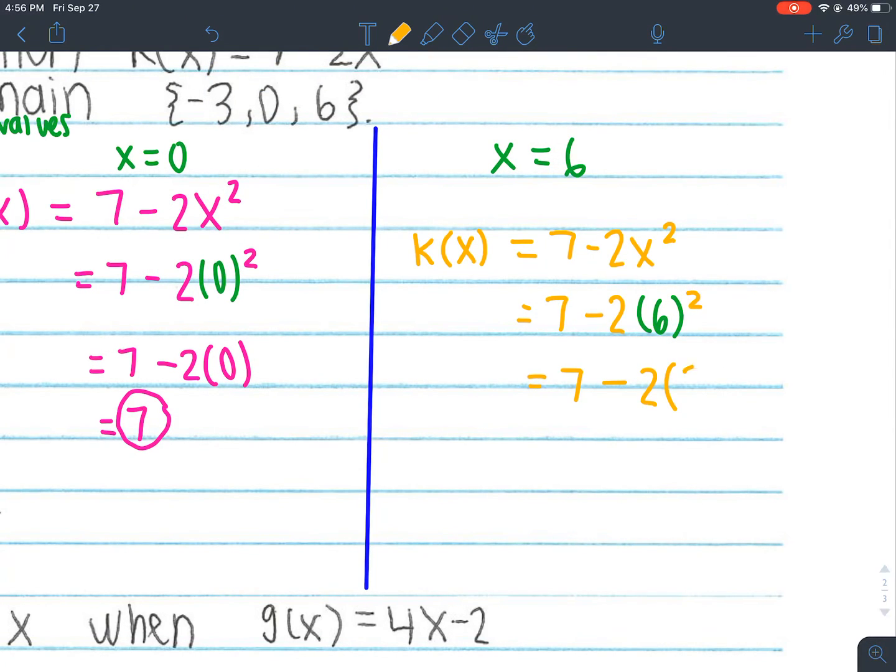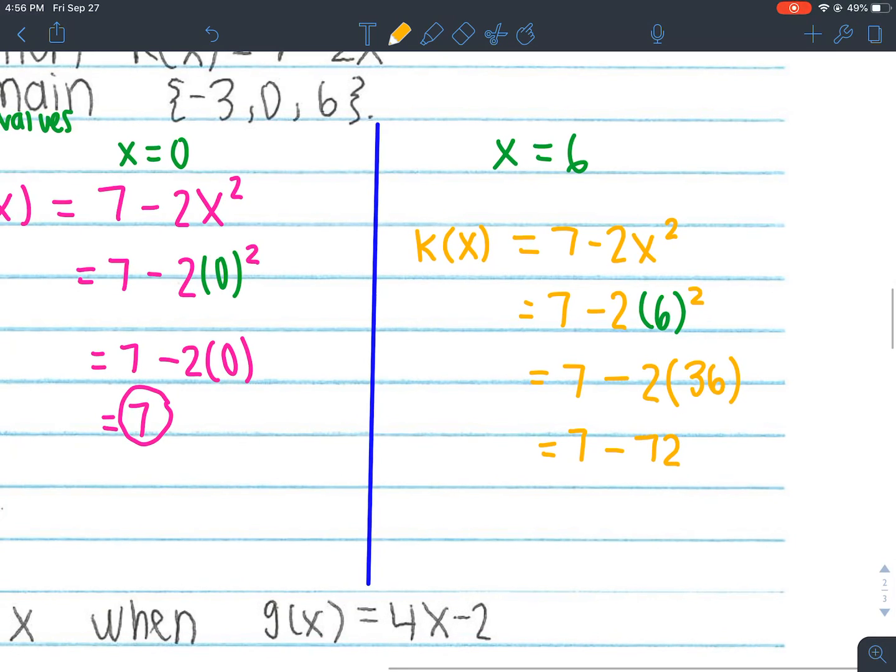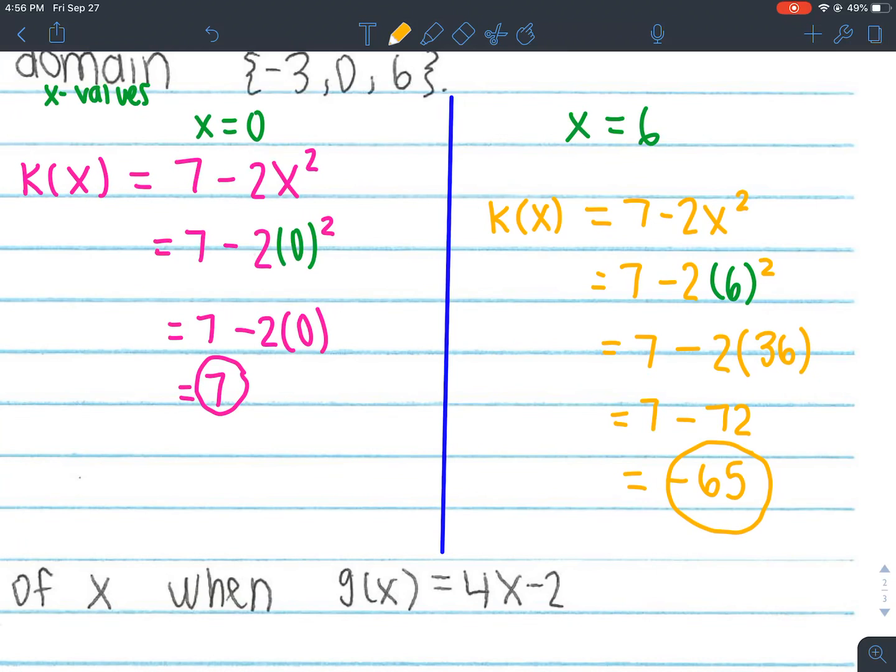Okay, 6 squared is going to be 36. Now, -2 times 36 is going to be -72. And 7 minus 72 is -65. Now, here's the reason why I circled all my answers and I didn't do much else with them.